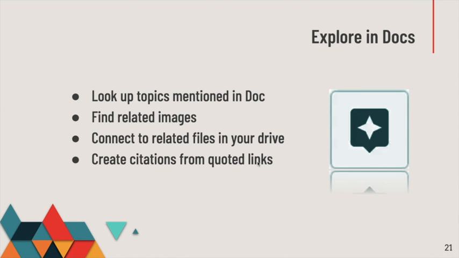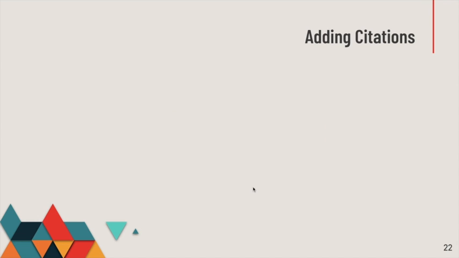In Docs, it's really the most robust. You can automatically look up keywords that they find in your document and do a Google search for them. Once you've done a Google search, on the next slide I'll show you, it will let you add a citation directly into it without you finding it. It'll look up related images it thinks you might want to put in, and you can connect to any related files in your Drive, so it will show you what other files you've already made that use the same key terms that you've used in this document. And like I said, it will create citations if you quote anything from the links.